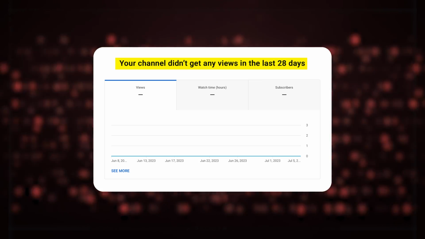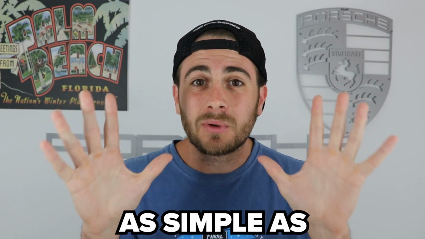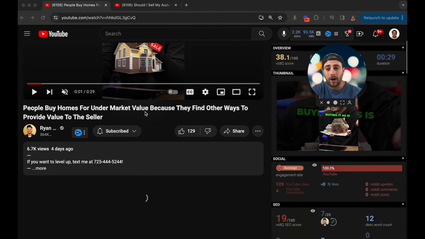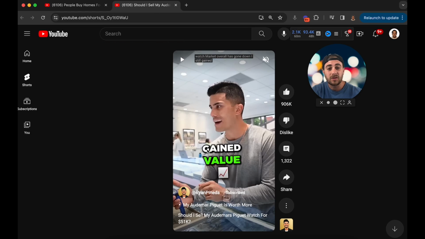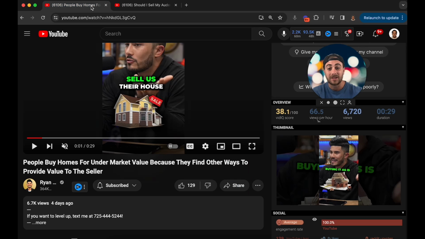So let's go through a few examples on how you should be doing this and how you shouldn't be doing this. And to make this as simple as humanly possible, I'm going to use the same exact creator for what you should do and what you shouldn't do, so you can see the difference between the two types of views that they get. Now to really show this off, I want to use Ryan Pineda as an example. So this video got about 7,000 views and this video right here got 20 million views, and there's a drastic difference between these two pieces of content.